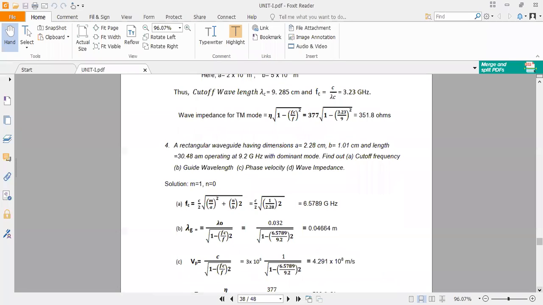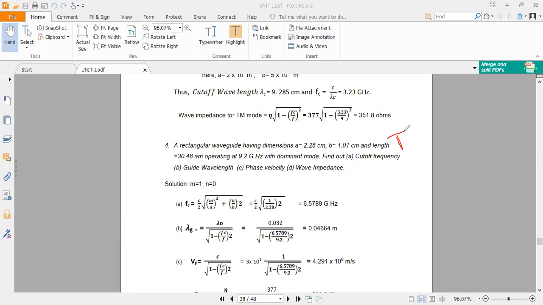A rectangular waveguide having dimensions is given. A is given, B is given. The length is also given. And the operating frequency F value is given, with the dominant mode. Here they didn't mention whether it is TE or TM. So here what we need to assume is that it is operating in TE.